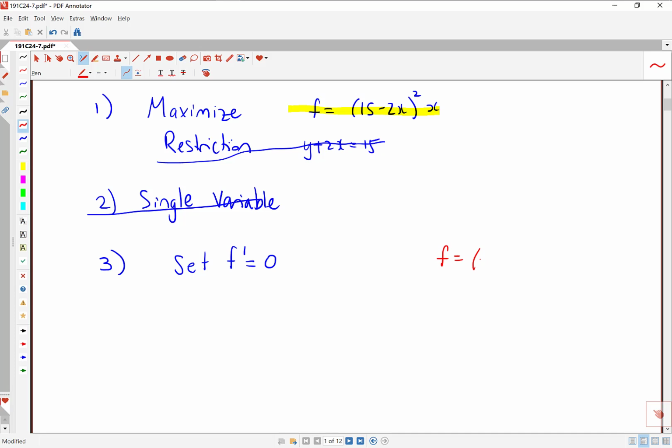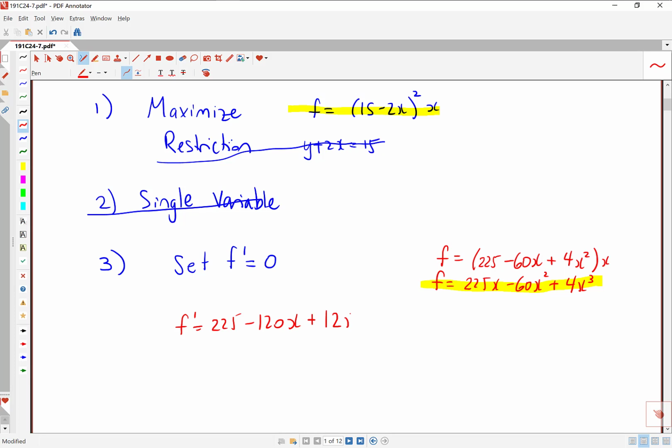So let's expand the square. We'd have 225 minus 60x plus 4x squared. That's still getting multiplied by x. So if we multiply through, 225x minus 60x squared plus 4x cubed is our function f. And so I'll highlight this version. So let's calculate f prime. It looks like 225 minus 120x plus 12x squared. And we're going to set that equal to 0.